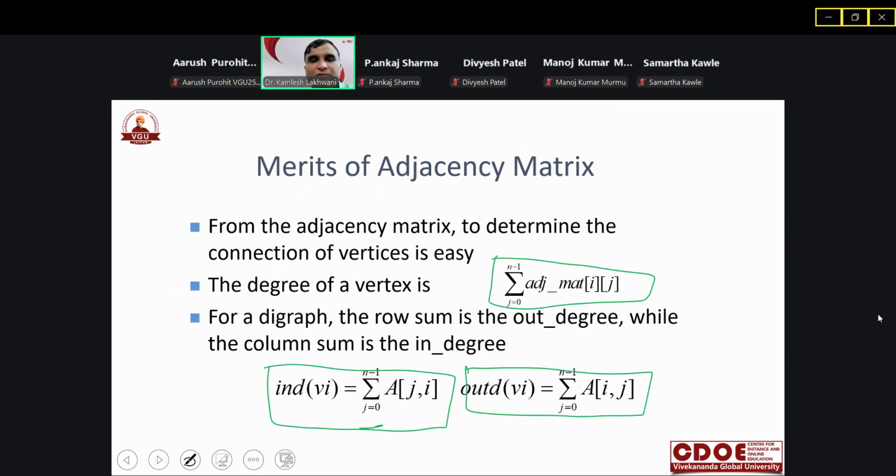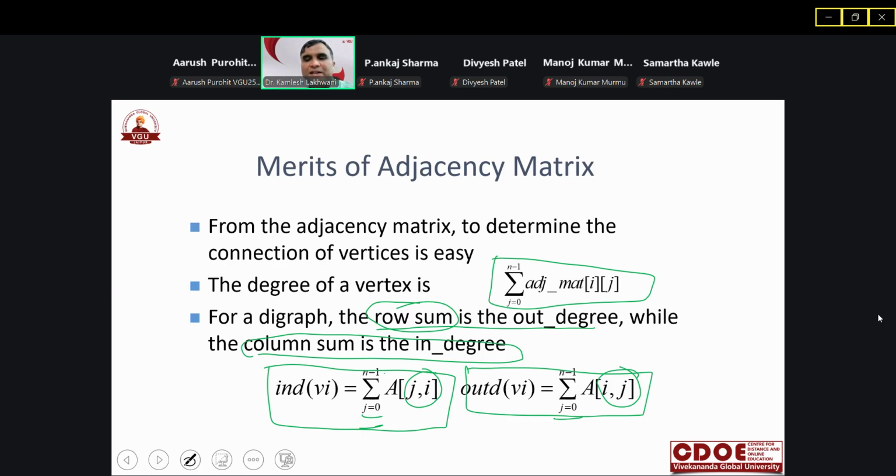So in case of out degree, the sum of rows will be taken. In case of in degree, the sum of column will be taken. So here you can say j is equal to 0 to n minus 1, and here you can say j is equal to n minus 1. It is ji is mentioned here, ij is mentioned here, right? That is the difference between these two formula. Only rest is the same to calculate in degree and out degree.